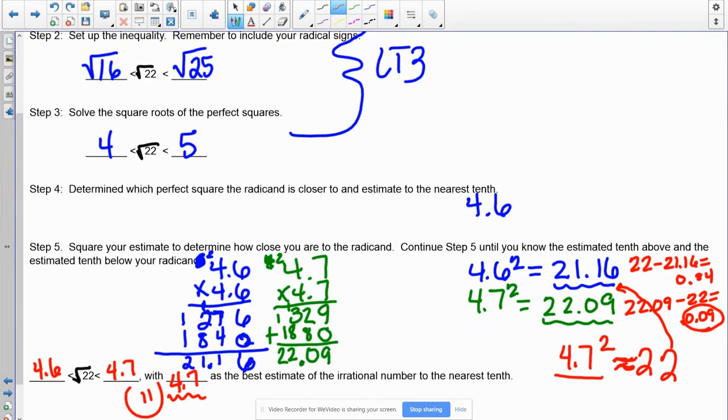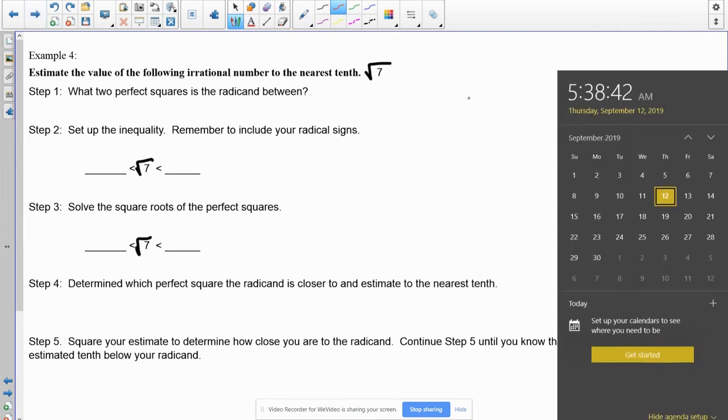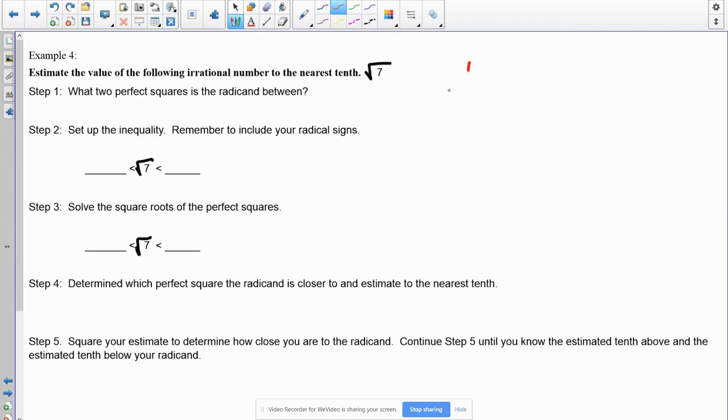So I want you to pause the video and do example number 4 by yourself before you watch my steps. So the square root of 7. Let's think about this here. Square root of 7. Number line. Okay, here would work for me.